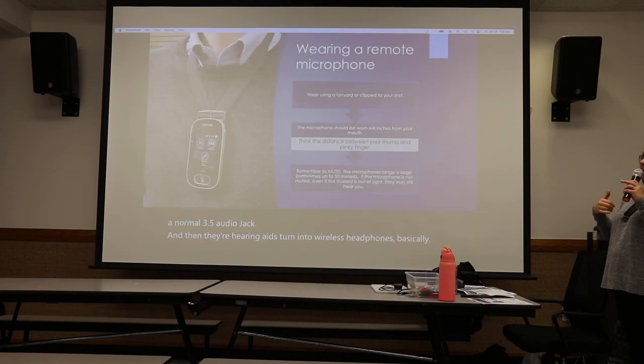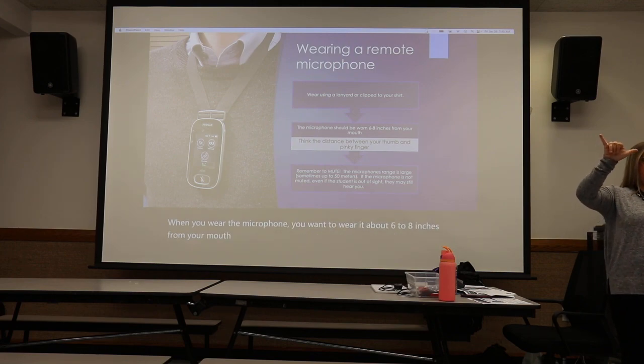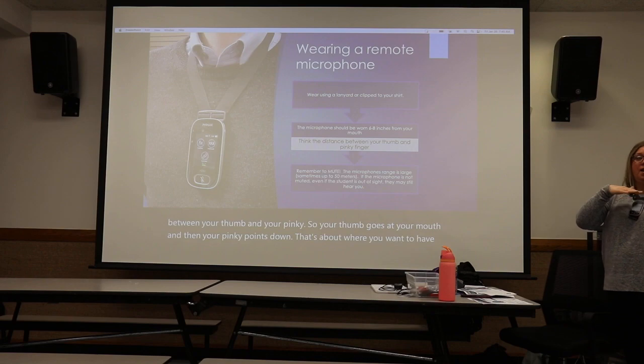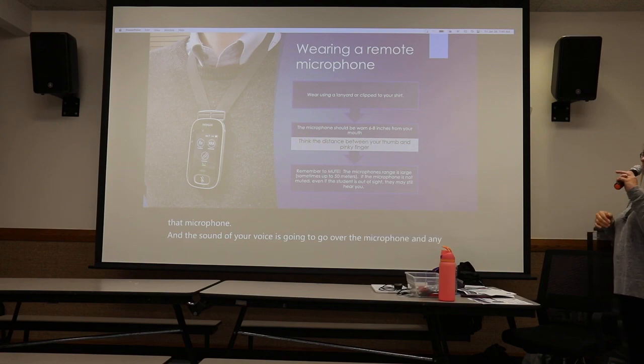When you wear the microphone, you want to wear it about 6 to 8 inches from your mouth. So the general rule of thumb is to think of the distance between your thumb and your pinky. So your thumb goes at your mouth, and then your pinky points down. That's about where you want to have that microphone. Any lower and the sound of your voice is going to go over the microphone, and any higher, same thing, it's not going to hit the microphone.